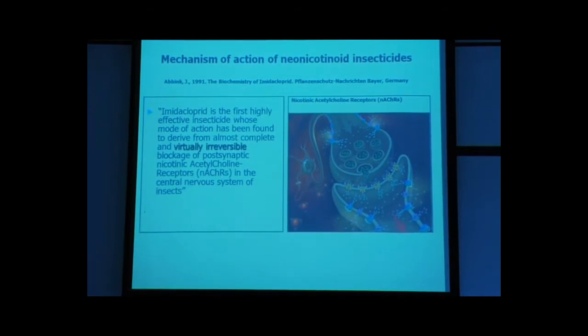Now, the mechanism of action of neonicotinoid insecticides also shares similarities with chemical carcinogens. Imidacloprid, the most widely used neonicotinoid insecticide, was the first insecticide whose mode of action was found to derive from almost complete and virtually irreversible blockage of postsynaptic nicotinic acetylcholine receptors in the central nervous system of insects.